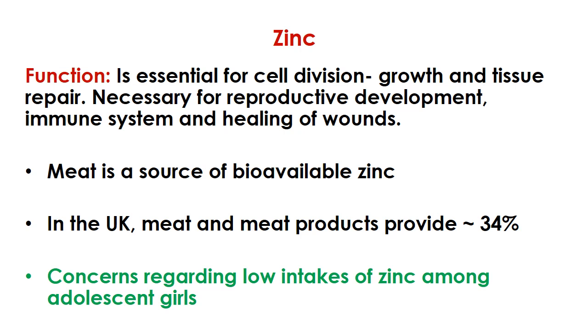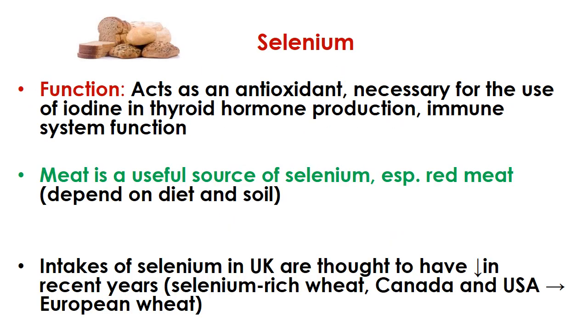In the UK, it has been reported that meat provides about 34% of the requirement, and there is great concern about low intake of zinc among adolescent girls. So zinc has a very important role in biology, and meat is a very good source of zinc. Briefly, I want to highlight selenium.